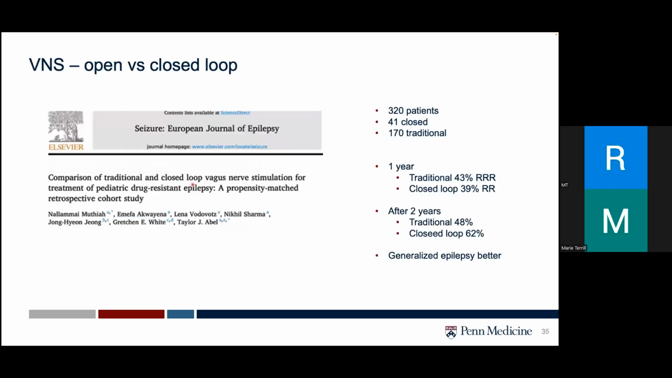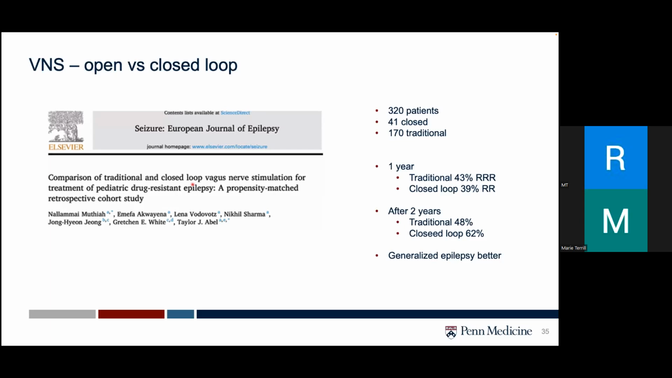In this pediatric study, they looked at the effectiveness of the traditional VNS open loop and compared it with the closed loop VNS stimulation. There were about 320 patients. 179 of these patients had the traditional open loop VNS, while 41 of these patients had the closed loop VNS. You can see that at 1 year, the response rate to the traditional system was 43%, while the closed loop was 39%.